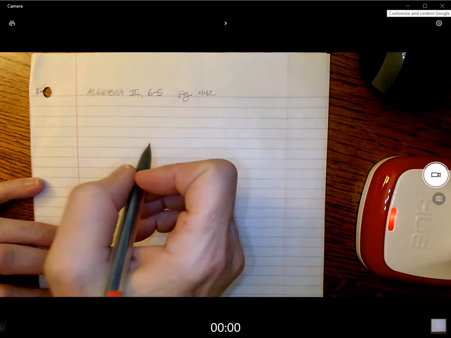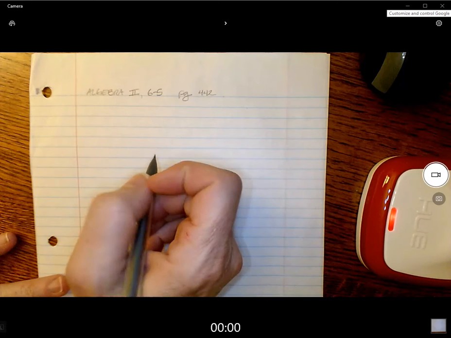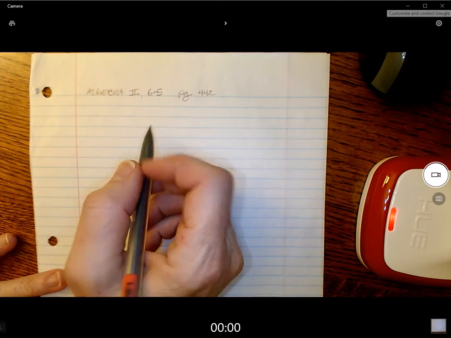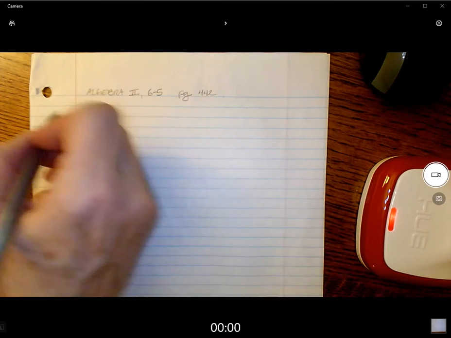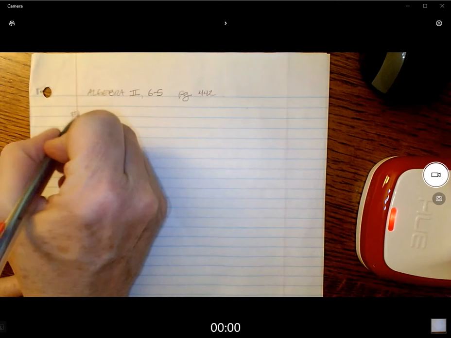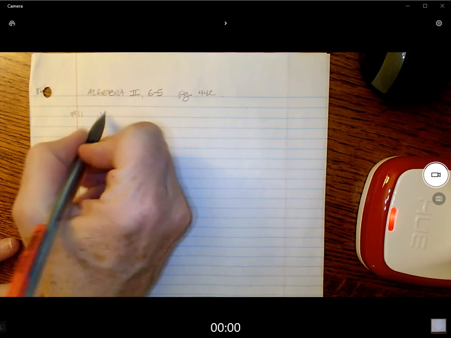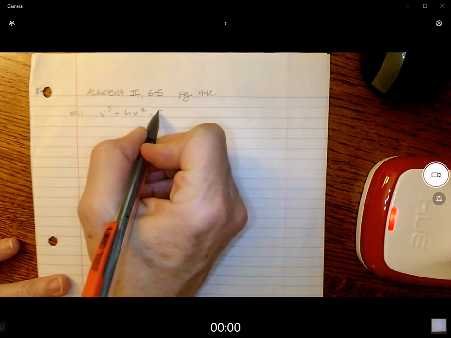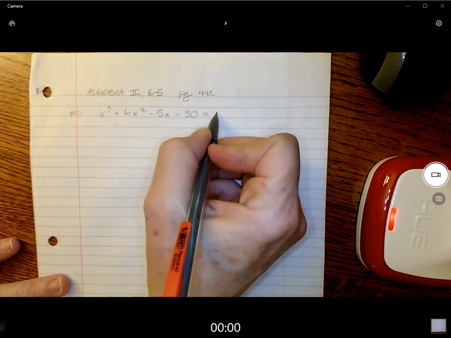All right, I am trying out that very long and difficult polynomial, trying to find out the rational and irrational roots. That is problem number 11 on page 442 of the Algebra 2 book. So the problem is x to the third plus 6x squared minus 5x minus 30 equals 0.